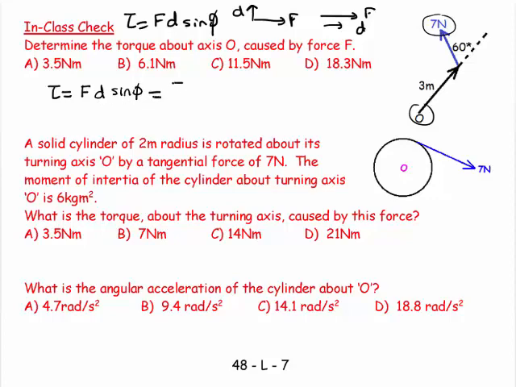So in this case, it's going to be 7 times 3 times the sine of 60. So this is going to be equal to 21 sine 60. So my torque is going to equal 21 sine 60, and my torque is 18.19.